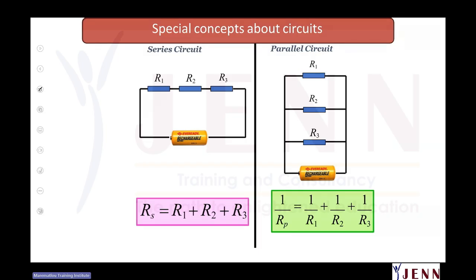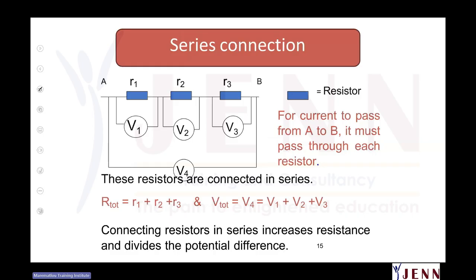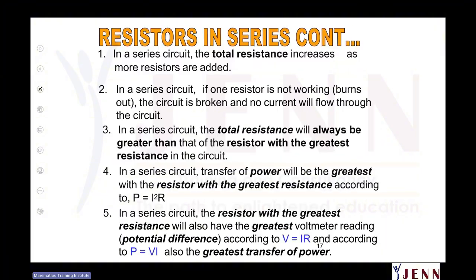Yes, this is what we have been explaining. This is just a summary of what we have highlighted, that the total resistance in series is the sum of the individual resistors, and their potential difference will also be the sum of those potential differences.